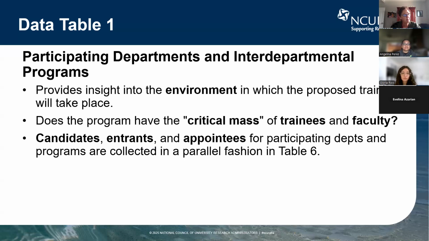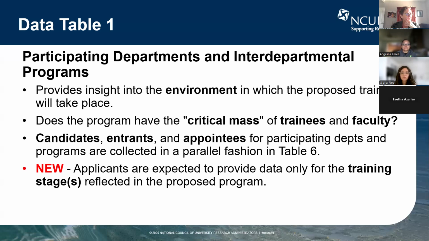And then data table six, which we'll be talking about in a couple of weeks, collects all the applicant and entrant information for these departments. And let's just say today that that's chemistry and bioengineering and biology, those three departments. So table six is going to coincide with this in a parallel fashion. You're going to be collecting the statistics for those three departments that you're listing here in data table one.